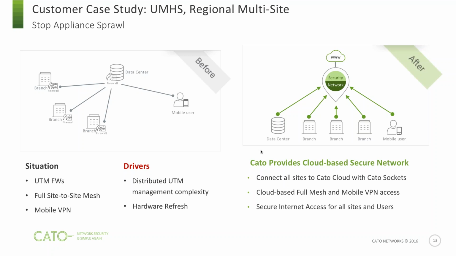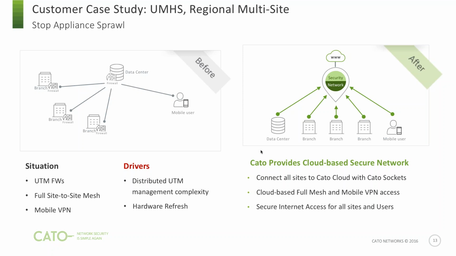Cato provided a cloud-based secure network. So we connected all the sites to the Cato cloud with Cato sockets. We created a cloud-based full mesh for those sites and integrated all the mobile users with Cato clients. And we provided secure internet access for all sites and users. They previously did not activate internet security capabilities on these UTMs.